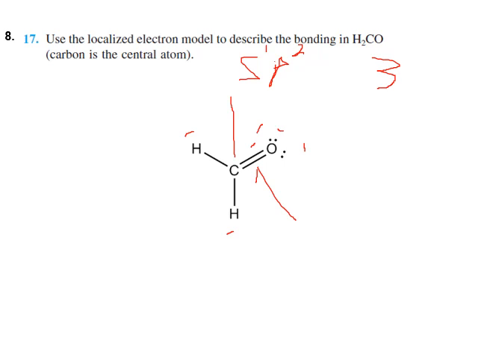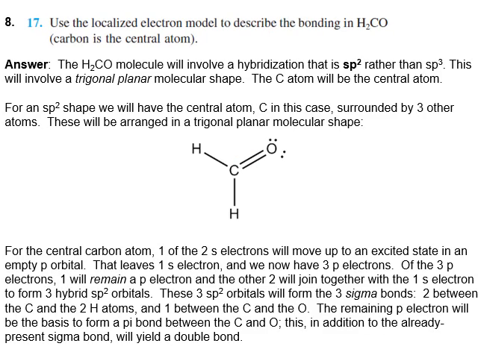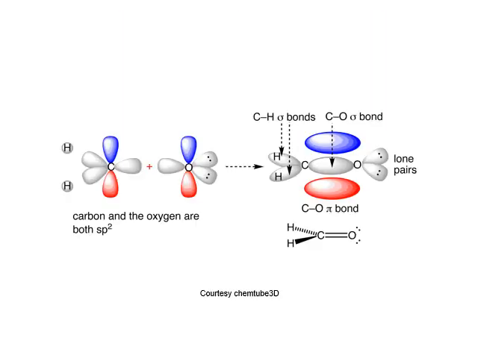You would have sigma bonds between the C and the 2 H's, and then you'll have 1 sigma bond between the C and the O, and you'll also have a pi bond between the C and the O that will go above and below the plane. Next slide. So you can read this at your leisure. Next slide. Here's a picture of it. This one is actually for CO.